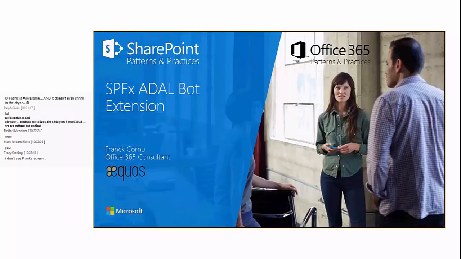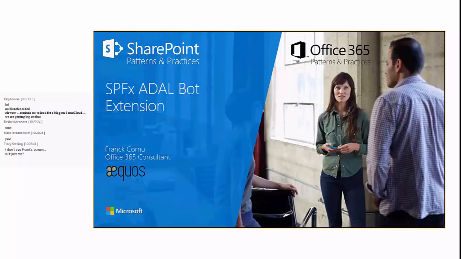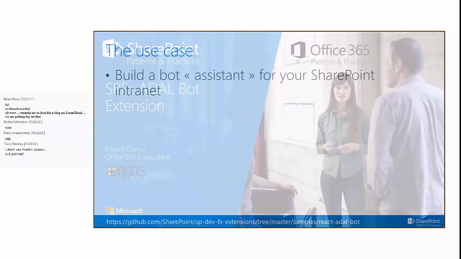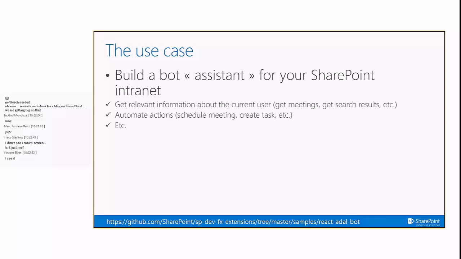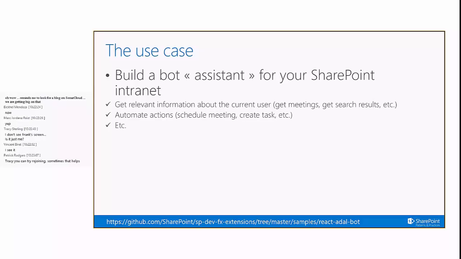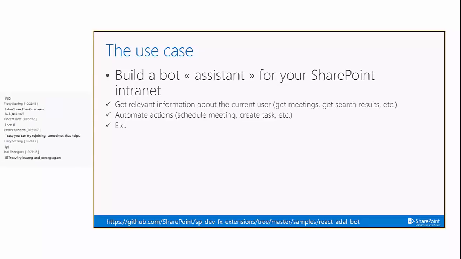So before beginning, I have a couple of slides just to introduce the use case and so on. Basically the use case for this sample is, let's say you want to build a bot assistant for your SharePoint intranet, for instance, to answer some basic questions like getting relevant information about the current user, like meetings, browse search results from SharePoint, or even automate actions. So this is really the use case: build an assistant for a SharePoint intranet.